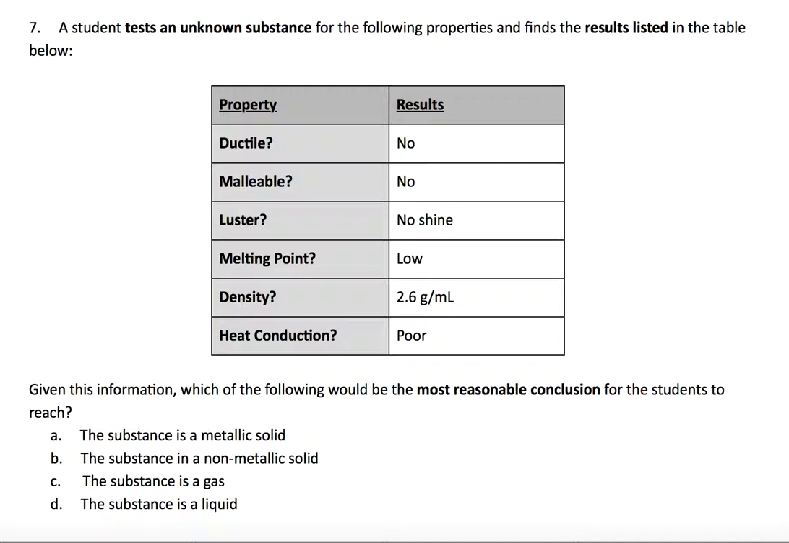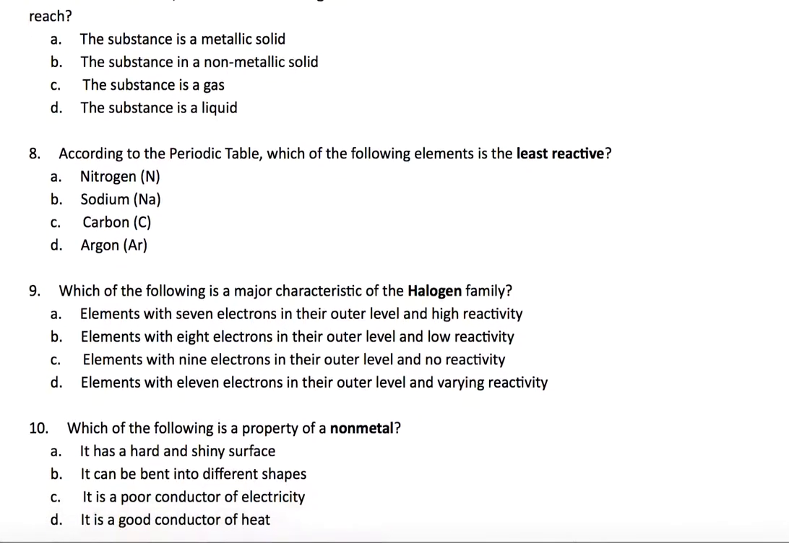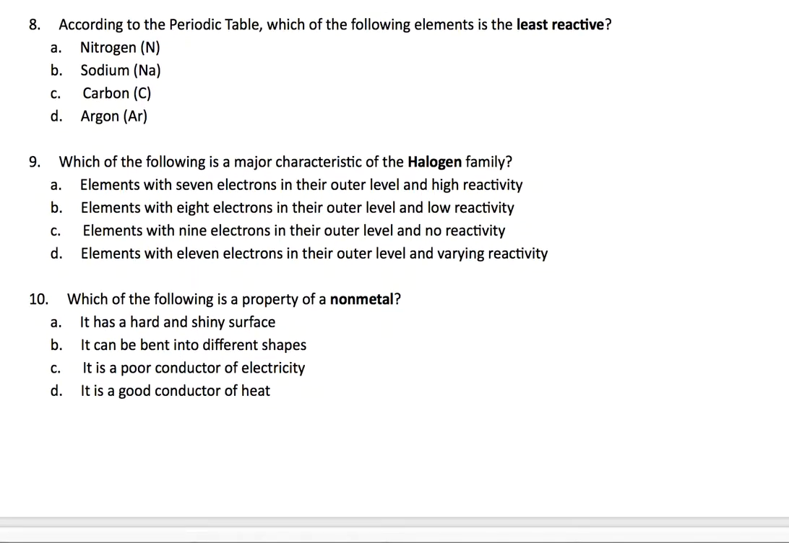A, the substance is a metallic solid. B, the substance is a non-metallic solid. C, the substance is a gas. D, the substance is a liquid. Question 8. According to the periodic table, which of the following elements is the least reactive? A, nitrogen. B, sodium. C, carbon. D, argon.